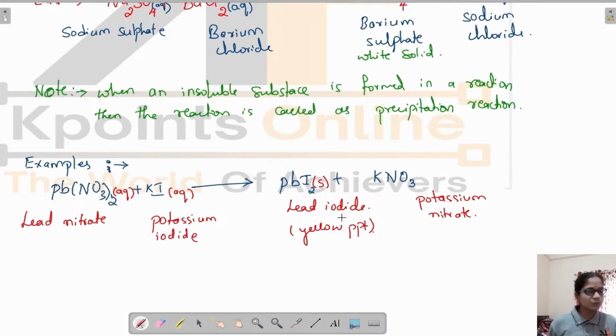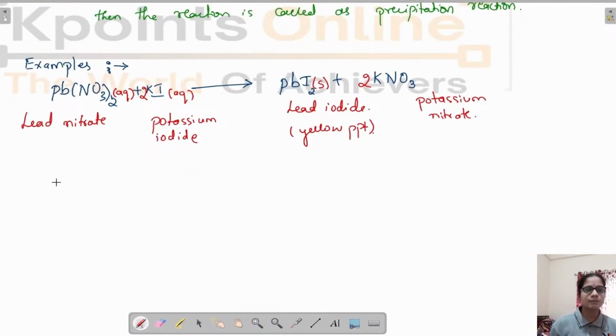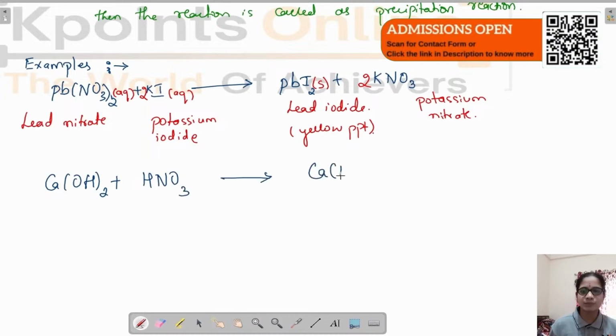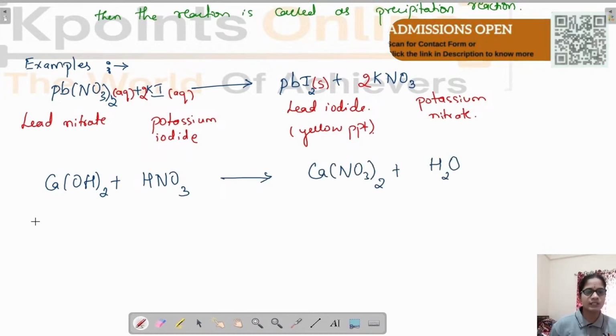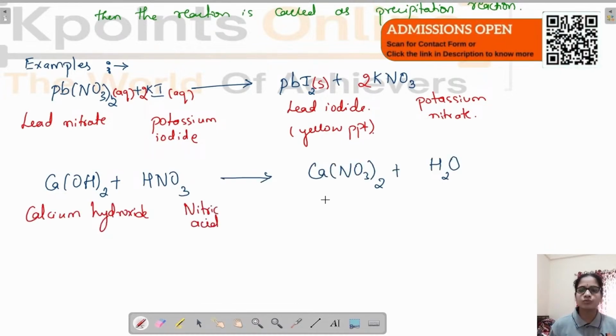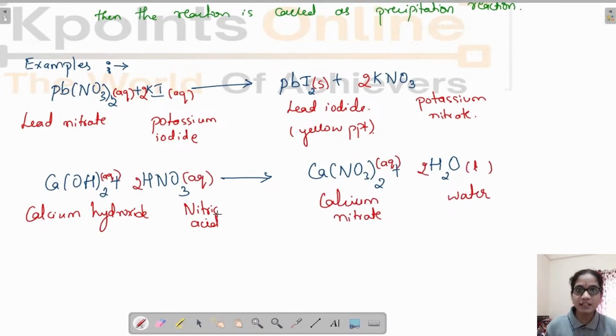Okay, then let us move to the next one. Balance this equation. Yes, now the equation is also balanced. Next example, calcium hydroxide plus nitric acid to form calcium nitrate. This is calcium hydroxide reacts with nitric acid to form calcium nitrate and water. Okay, this is also a double displacement reaction. So far we have discussed four different types of reaction up to double displacement.